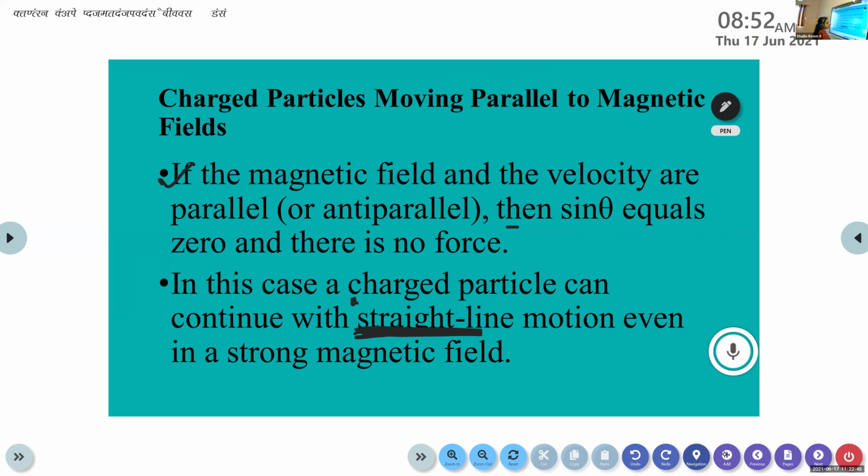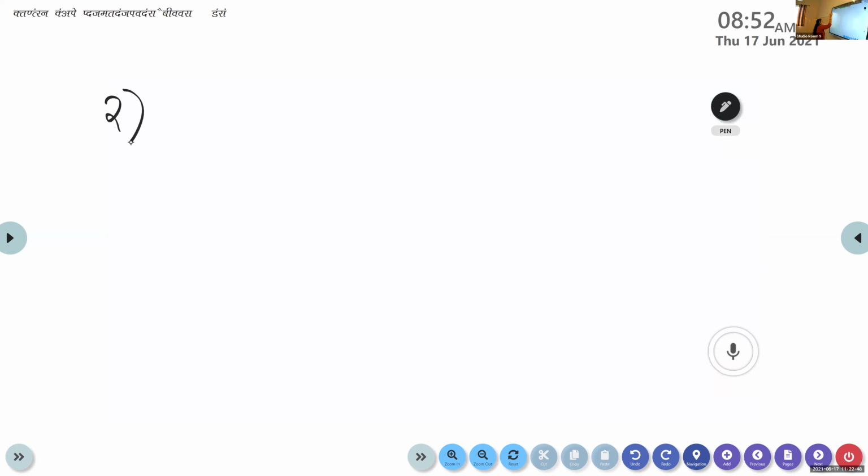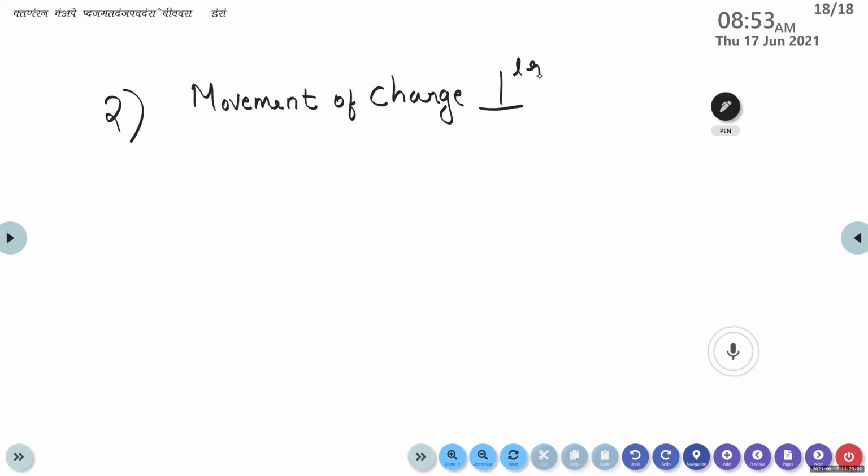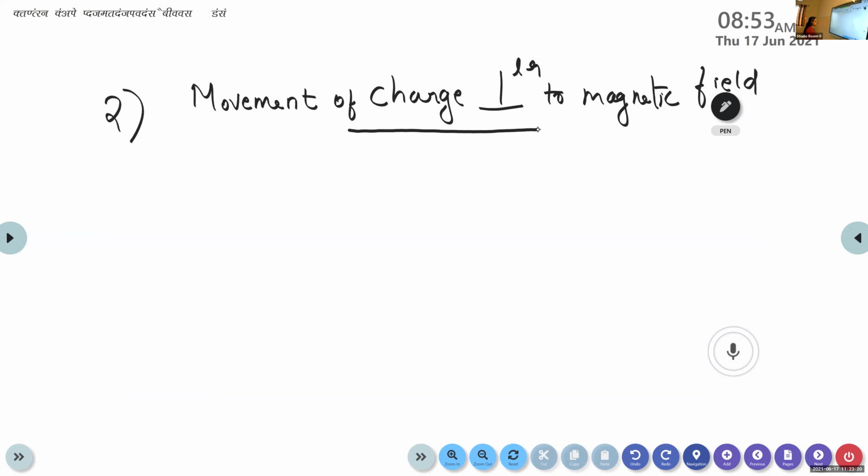Now we can discuss the second case. Movement of charge particle perpendicular to magnetic field. So here also, first of all, we consider a uniform magnetic field.